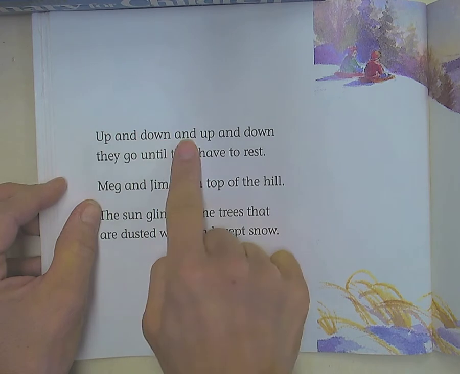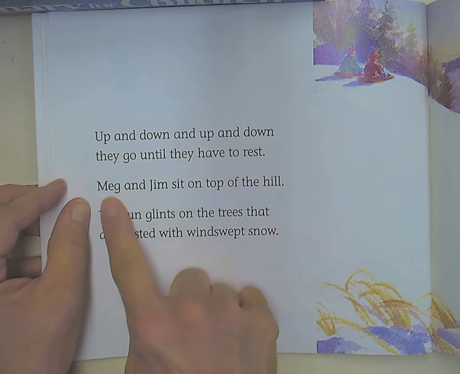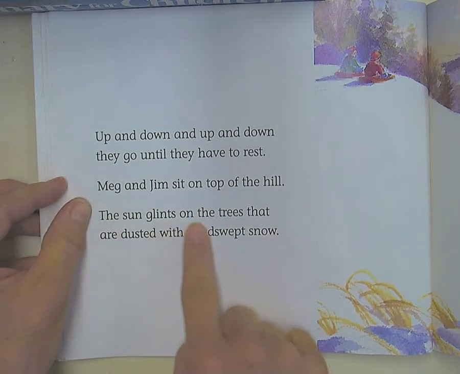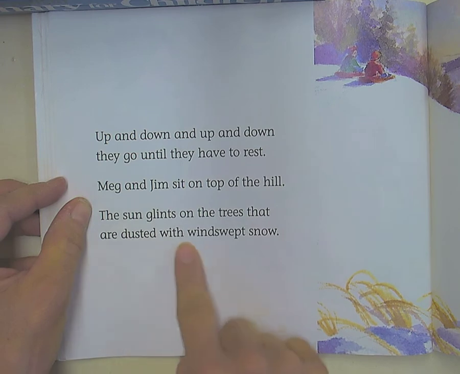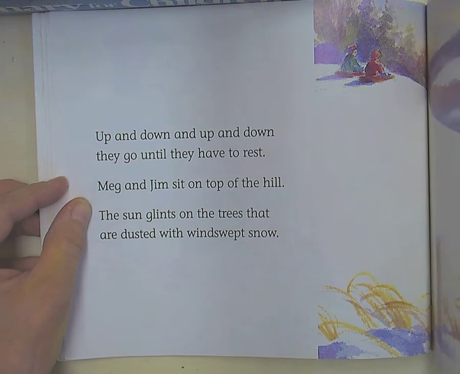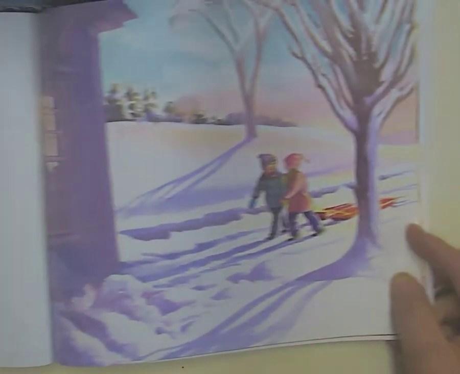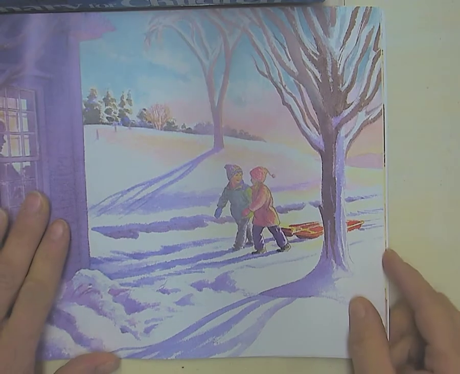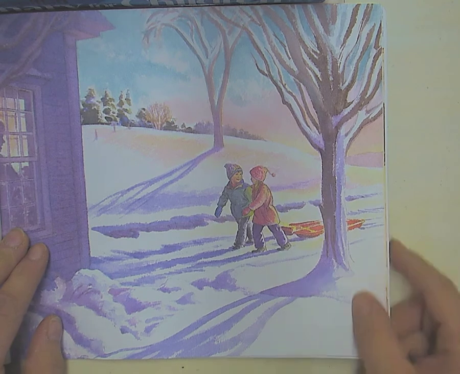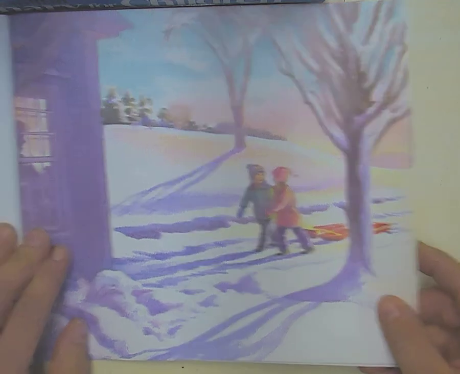Up and down they go until they have to rest. Meg and Jim sit on top of the hill. The sun glints on the trees that are dusted with wind-swept snow. And I know they must be tired. Whew. I bet they come into their house for cocoa. That's what we do when we sled. Again, thinking about my schema, the things that I have experienced or read in other books to help me read this book and predict what's going to happen. Sometimes that schema stays the same, and other times it changes as I read the story.